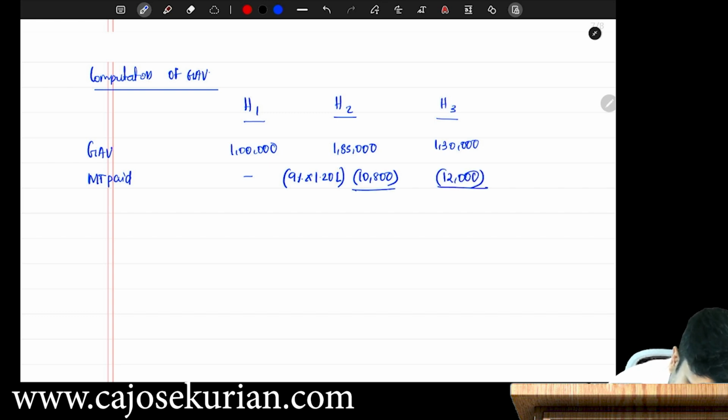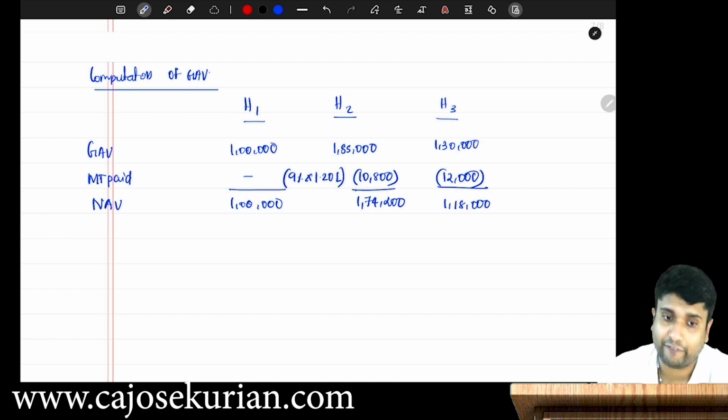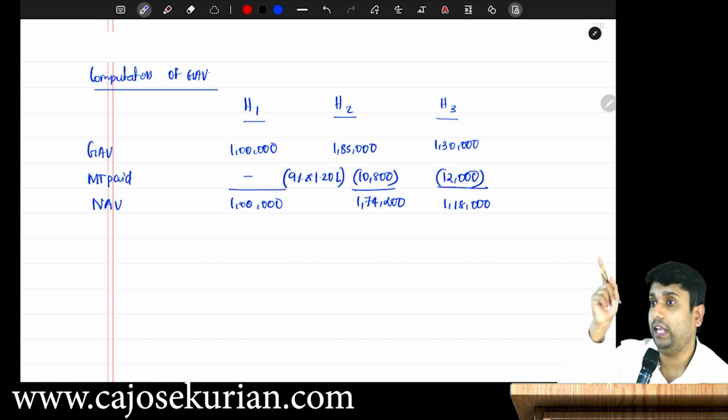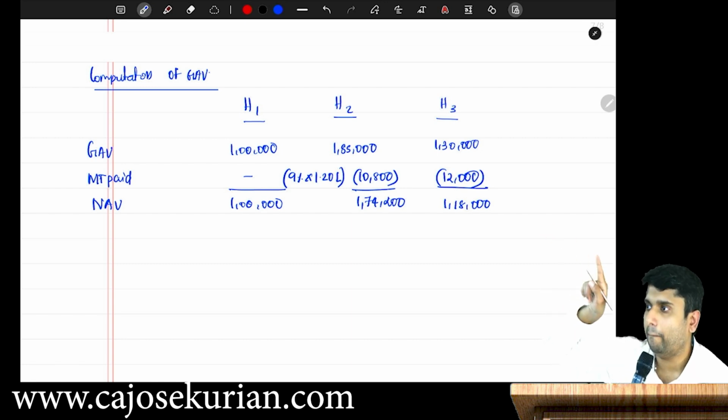And how much will be the net annual value? First case, 1 lakh itself. Second case, 74,200. And third case, 18,000. So in the first case, why haven't we deducted municipal tax? Because it says that only for 2 and 3 they have paid. That means for 1 they haven't paid.